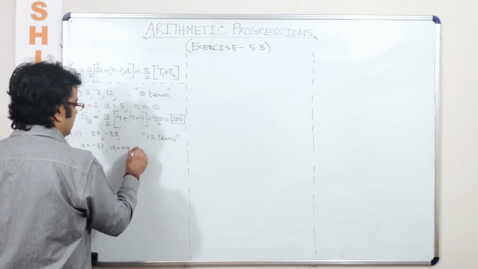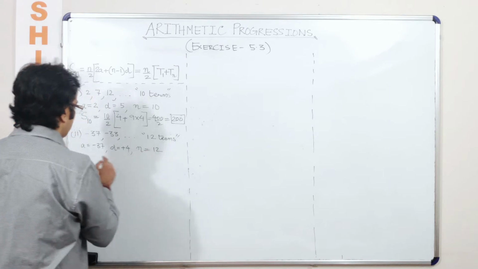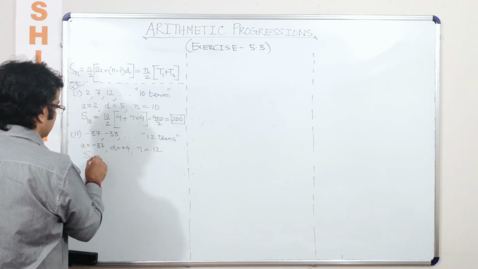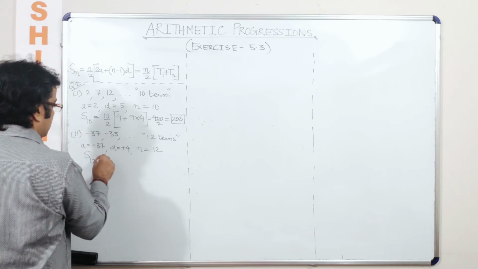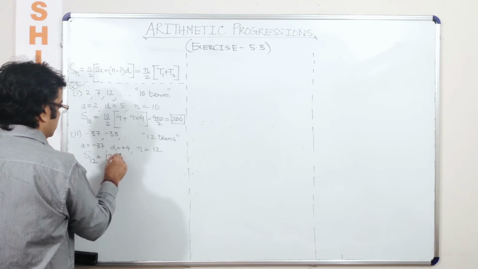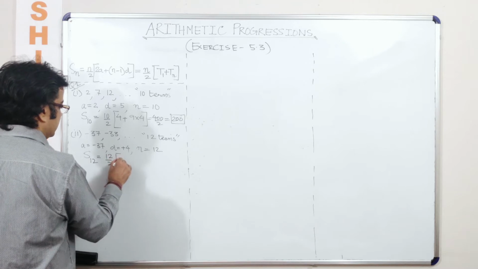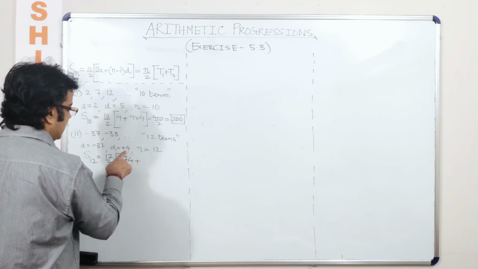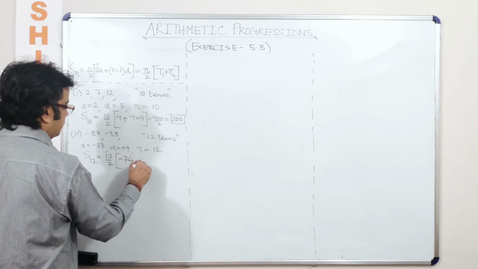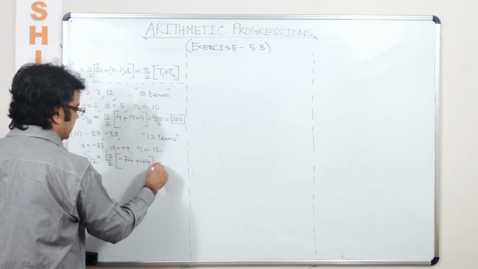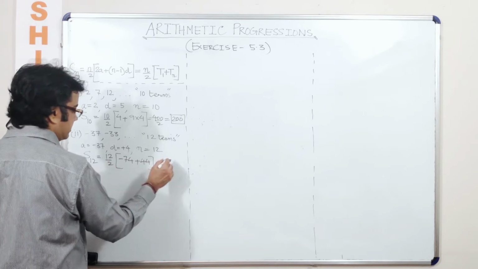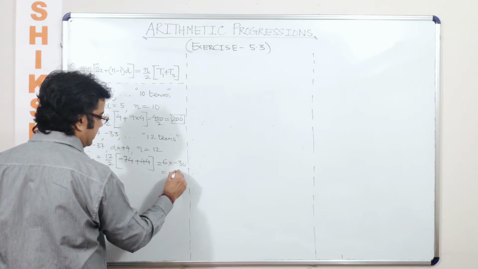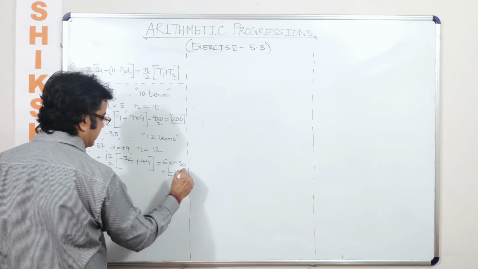Okay. Now the value of n here is 12. So you need to find out the sum for the first 12 terms of the given series. Which is just like saying 12 divided by 2, then twice of a, which is minus 74, plus n minus 1, which is 11, into d, which is 4. So can I say that this is nothing but 6. Now this is 6 into how much? Minus 30, which gives me the answer as minus 180.